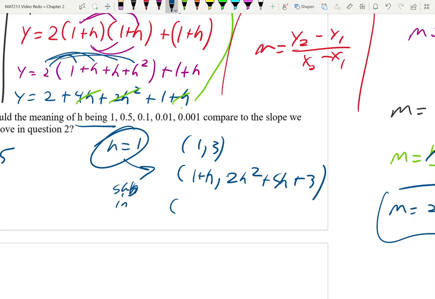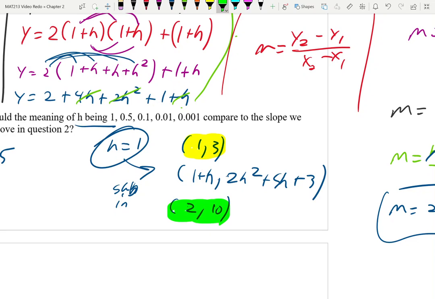And that would give me what? My second ordered pair would be, well, 1 plus 1, so that would be 2. And then if I sub in 1, let's see, this would be 2 plus 5 plus 3, so 5, 6, 7, 10. So do you see we now have two ordered pairs? My first ordered pair would be going from 1 to 3. My second ordered pair would be going from 2 to 10.